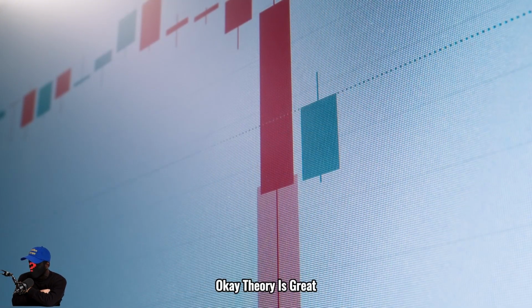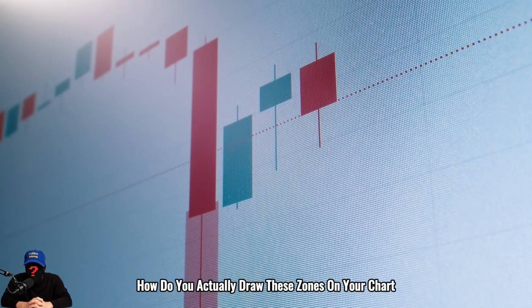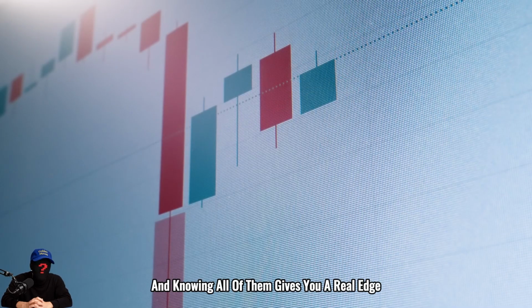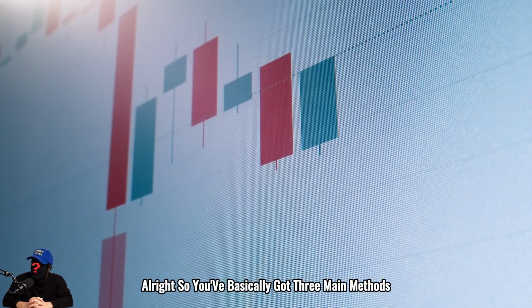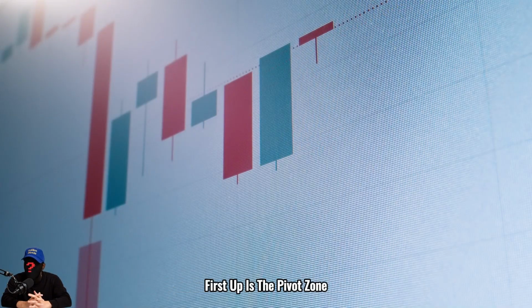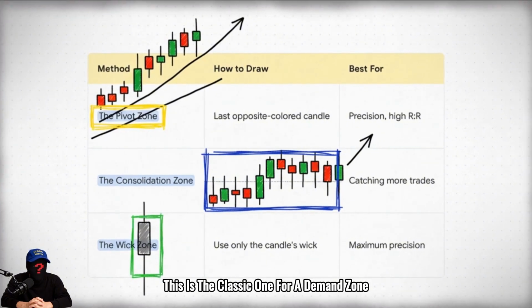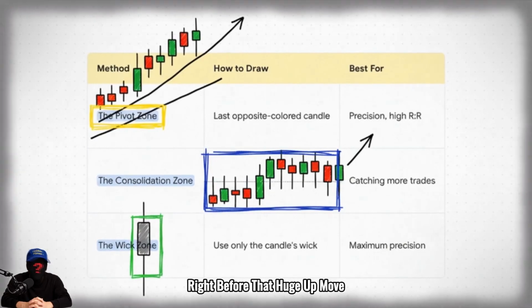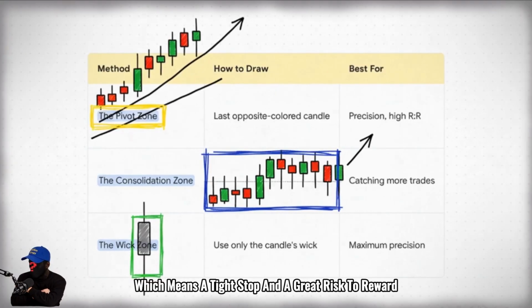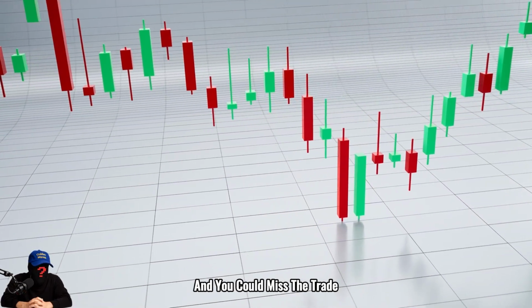Okay, theory's great, but let's get our hands dirty. How do you actually draw these zones on your chart? There are a few different ways to do it, and knowing all of them gives you a real edge. All right, so you've basically got three main methods. First up is the pivot zone. This is the classic one. For a demand zone, you mark the body of the last down candle right before that huge up move. It's great for precision, which means a tight stop and a great risk to reward. The downside, price may not pull back that deep and you could miss the trade.